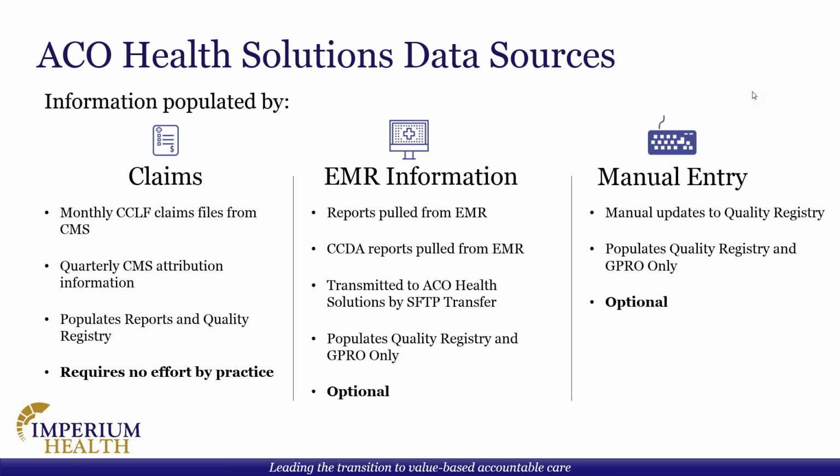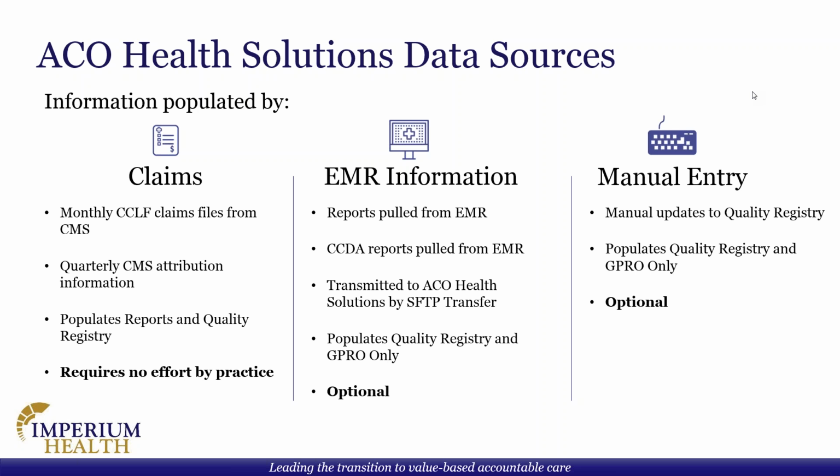We're going to get another one towards the end of August, and then around Thanksgiving time, and that's going to have attribution files in it, or patients that CMS is attributing to the ACO. And ACO Health Solutions takes that information and says, all right, these are the patients that most likely you are treating, or most likely attributed to your group. So it makes it easier to take these 9,000 patients attributed to UPQC and assign them to the right practice. That claims information requires no effort at all by you in the practice.